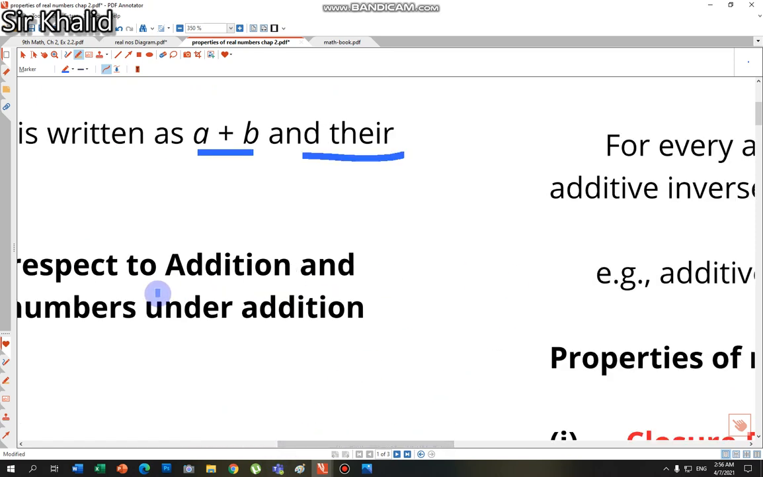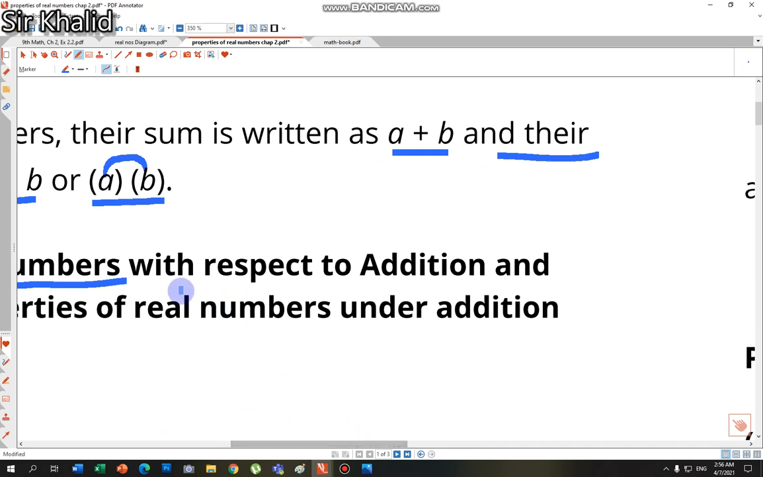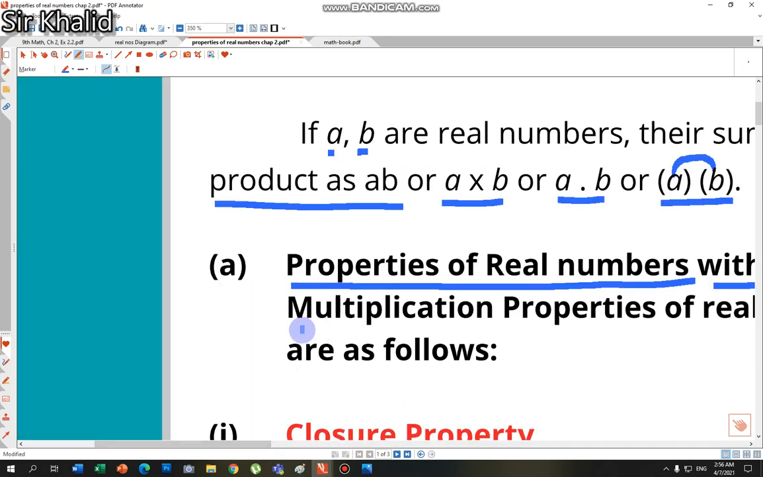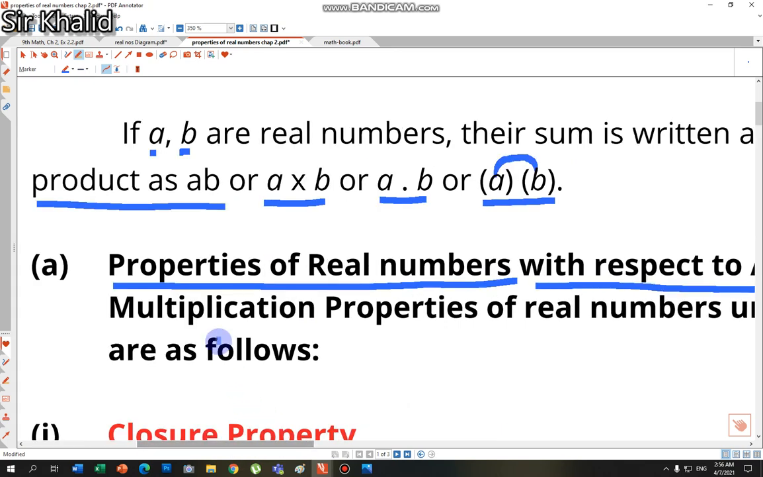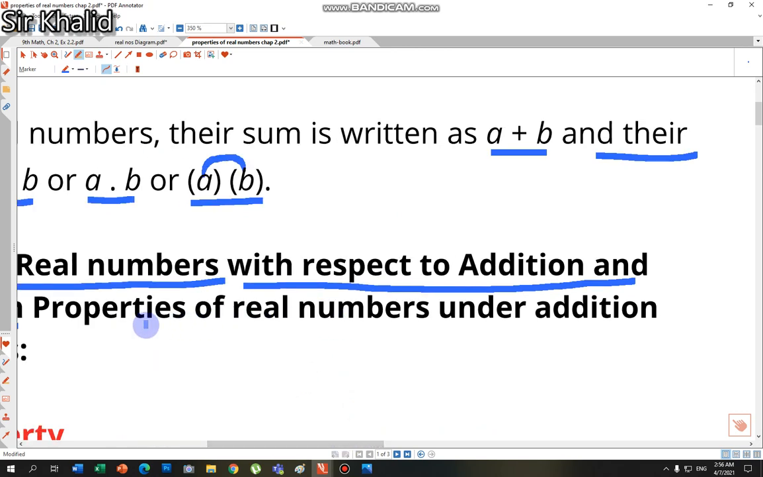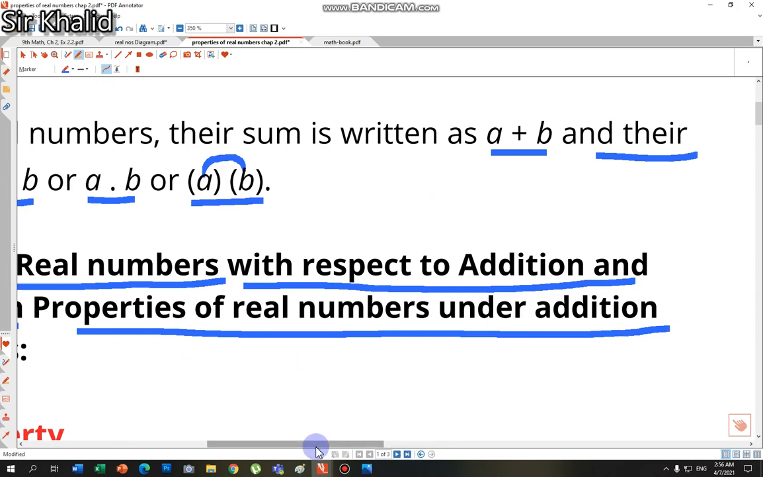First of all, with respect to addition and multiplication. So first of all, properties of real numbers under addition.